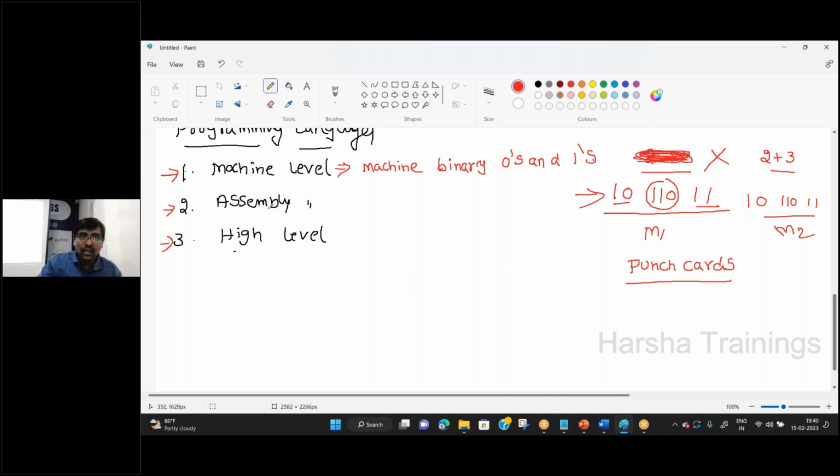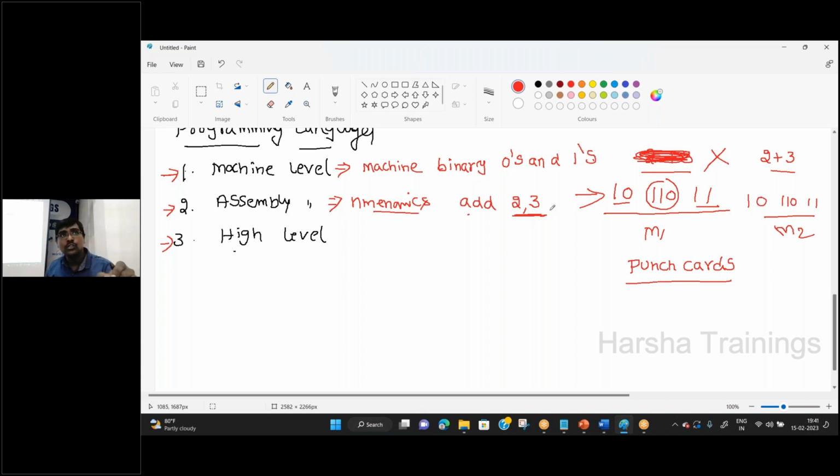Okay. So to overcome that difficulty, next we moved into assembly language. Why did we move to assembly language? To overcome the problem of remembering binary language codes. Assembly language uses mnemonics. What is meant by mnemonics? Mnemonics are instructions. Suppose 2 plus 3, here you can write it as add 2 comma 3. Perform addition between 2 and 3. Compared to the previous one, this is easy. Yes or no? Compared to binary language, this is easy.